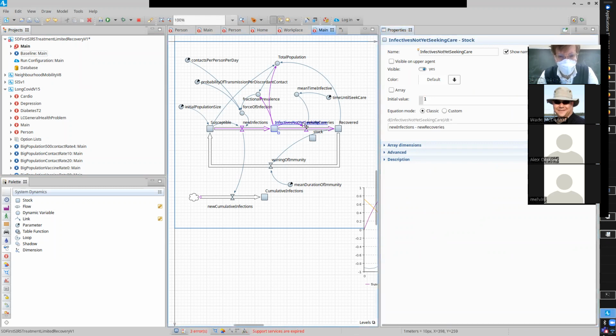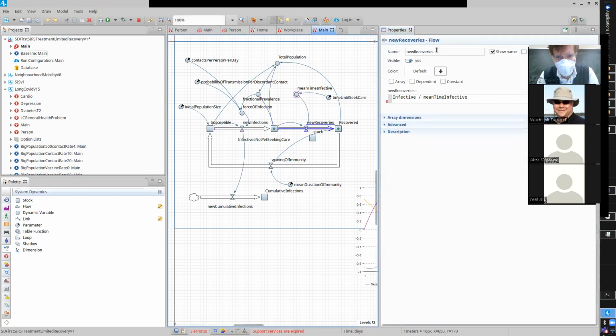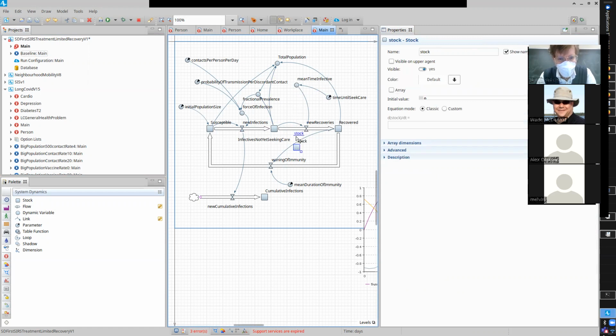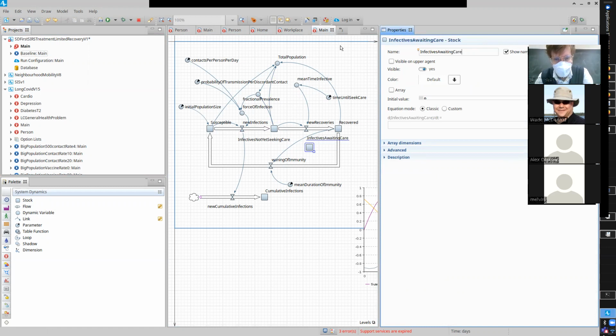Okay, here we go. That's great. And this number of infectives not yet seeking care, we're going to have to fix it up in a couple places that refer to it. And then we're going to have a stock of infectives seeking care, or infectives awaiting care, okay? Great.